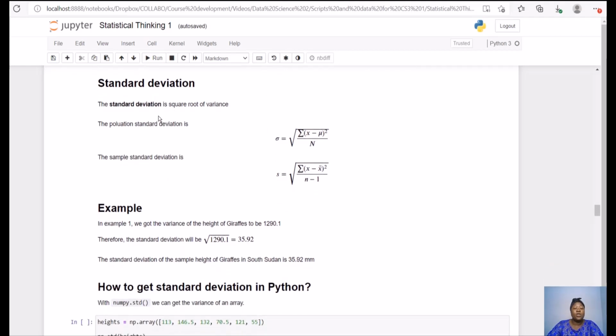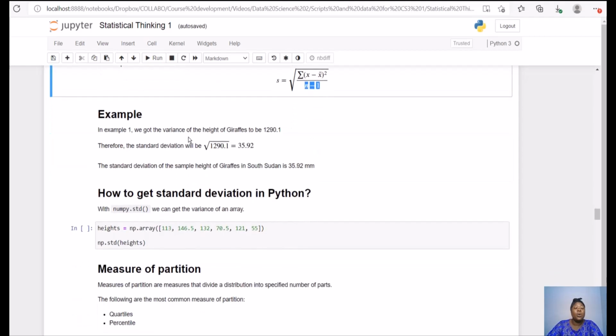Then the next topic is standard deviation. The standard deviation is the square root of the variance. So for the example, the value we got was 1290.1. We find the square root, so our standard deviation is 35.92.